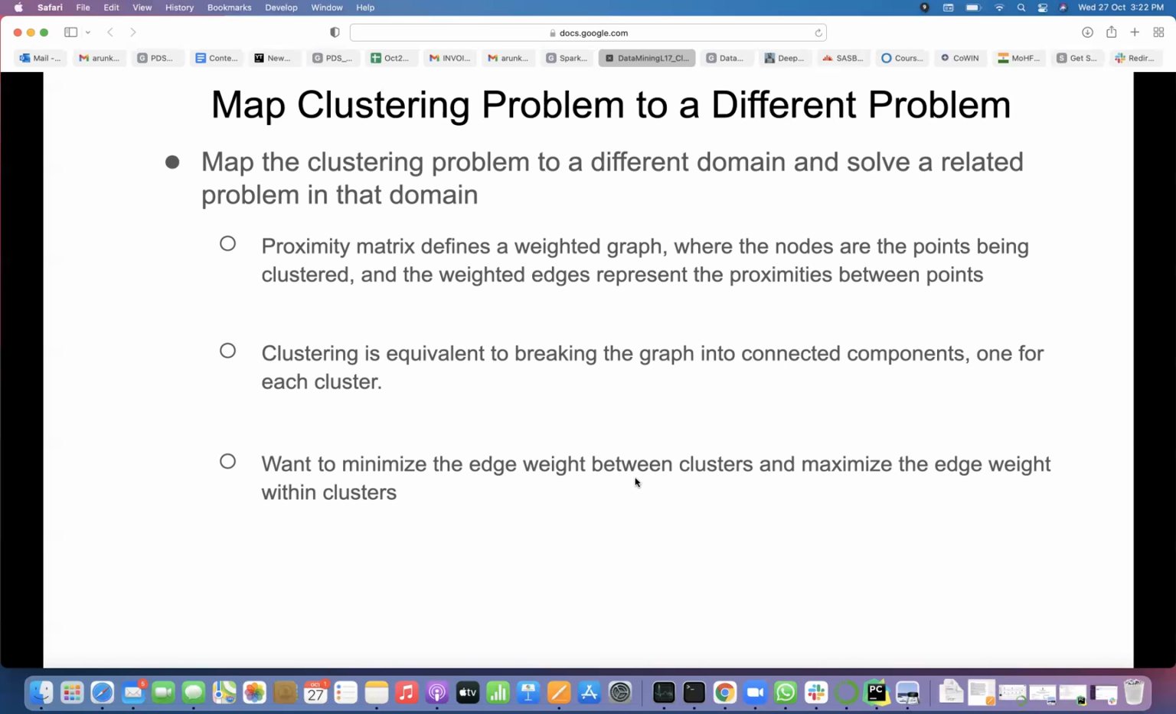Want to minimize the edge weight between clusters and maximize the edge weight. This is written reversed. Want to minimize the edge weight within the clusters and maximize the edge weight between the clusters.